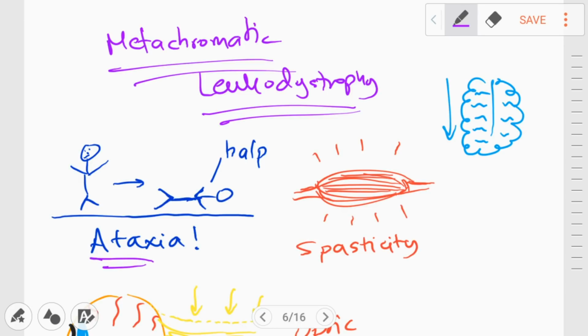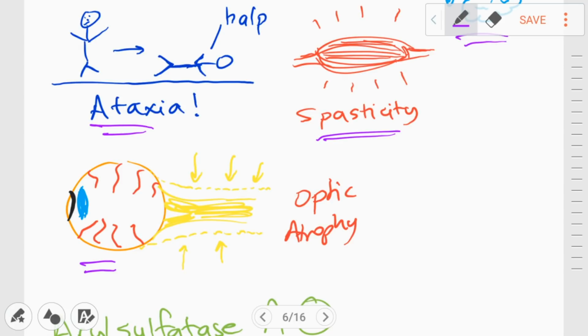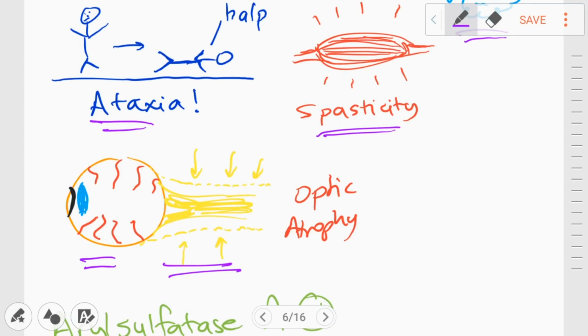Firstly, ataxia, which is a gait abnormality. Secondly, we have spasticity of the muscles. Thirdly, we have intellectual deterioration. And next, another important thing is if this is the eye and if this is the optic nerve, you will have optic atrophy. All the features that you see throughout the Sphingolipidoses are because of the accumulation of the toxic metabolites in the cells and outside the cells, and these result in the problems that we see as clinical features.